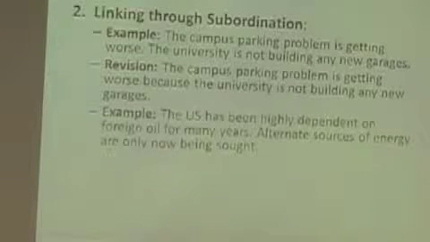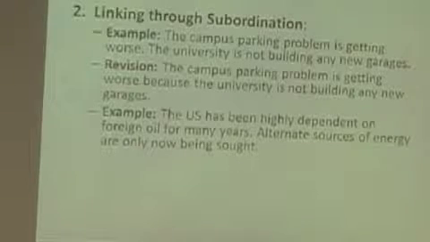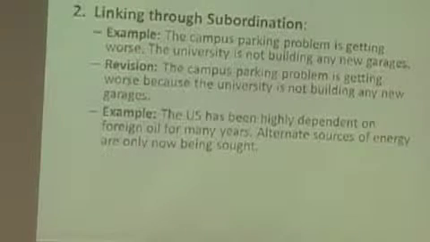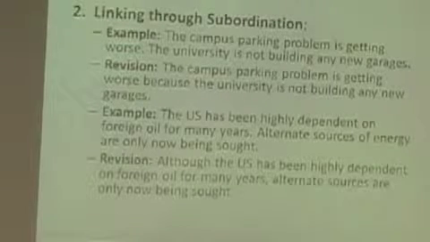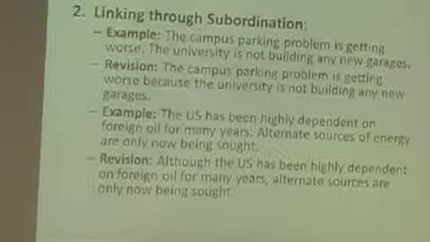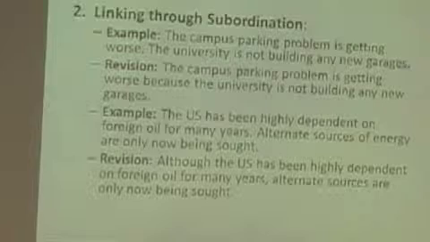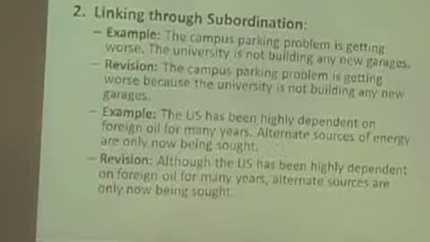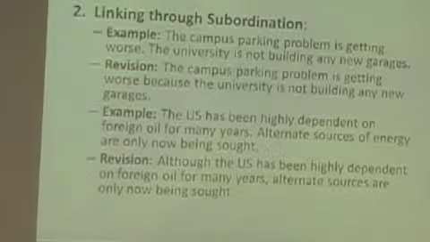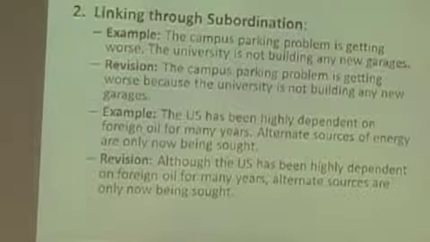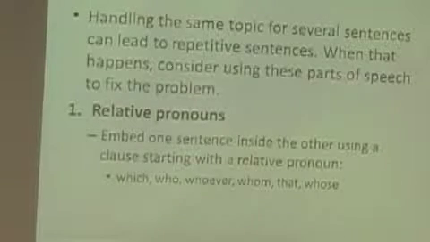Another example: the U.S. has been highly dependent on foreign oil for many years. Alternate sources of energy are only now being sought. Again, nothing wrong with it, but if you have many of these short, choppy sentences, you might want to try to vary it a little bit. Although the U.S. has been highly dependent on foreign oil for many years, alternate sources are only now being sought. What's the subordinating conjunction? Although, right? Makes sense? Again, things that you can try and play around with to spice up your writing.